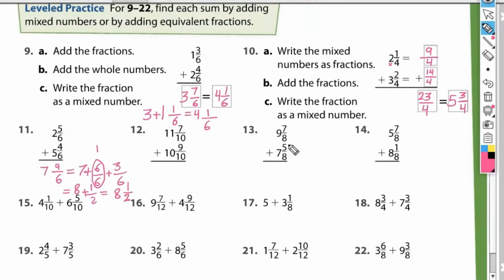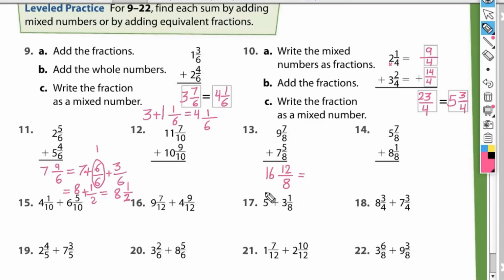Number 13. I will add the fraction part first. Put the denominator as it is. 7 plus 5 equals 12. This improper fraction, we have to convert it into mixed number after we add the whole parts. 9 plus 7 equals 16.